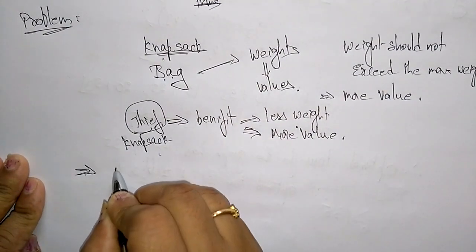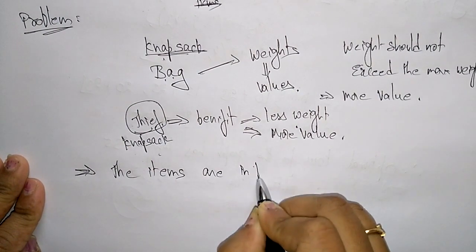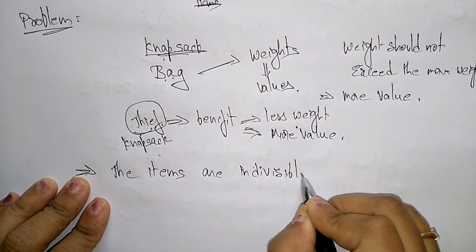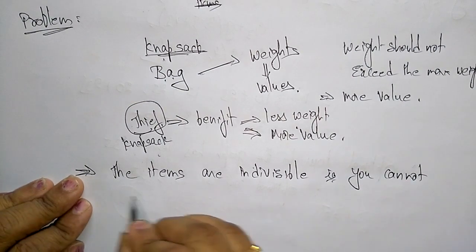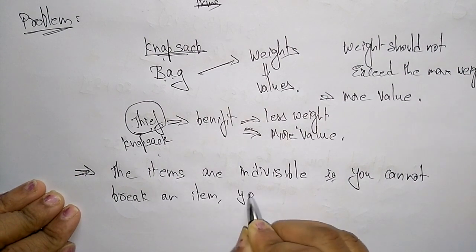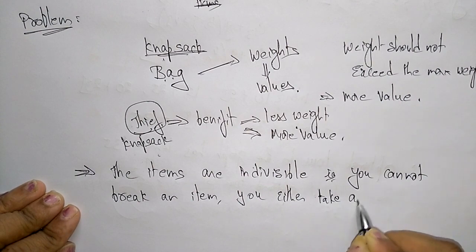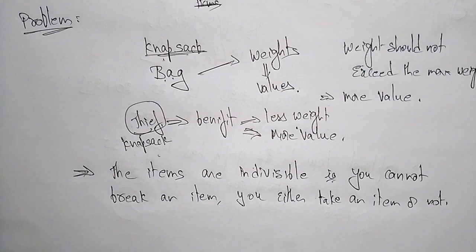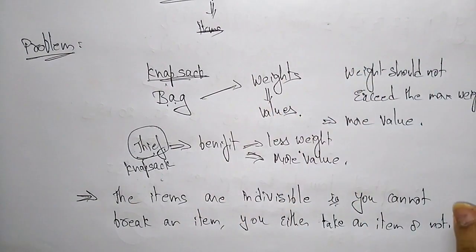That is, the items are indivisible. You can't divide the items. In the 0/1 knapsack problem, the items are indivisible. That is, you cannot break an item. You either take the complete item or don't take it. That is the point that we have to think about while doing the 0/1 knapsack problem.